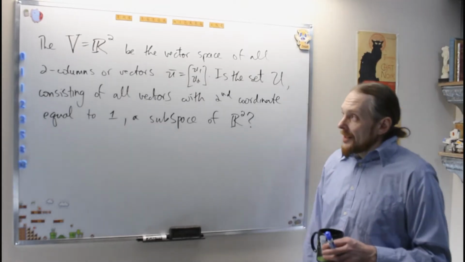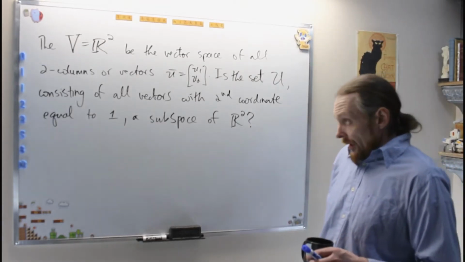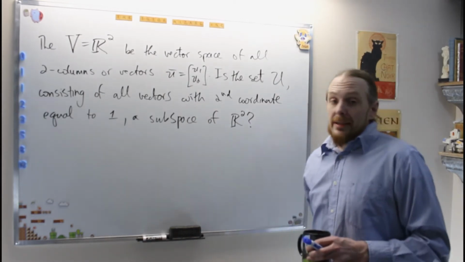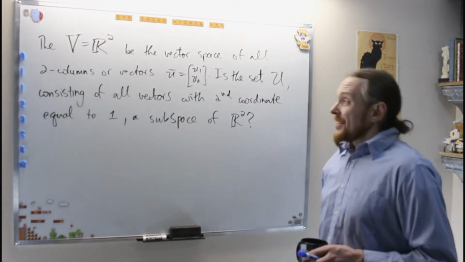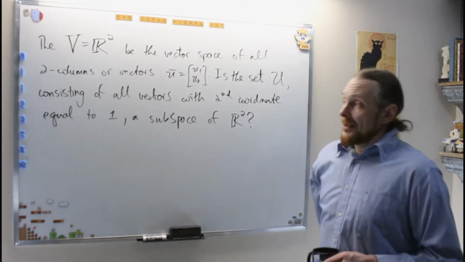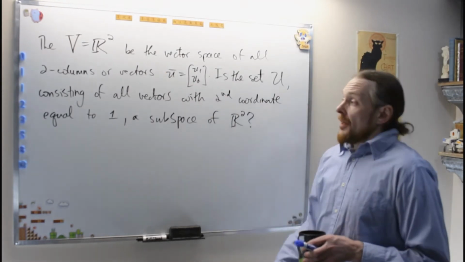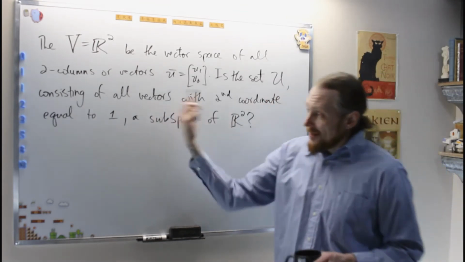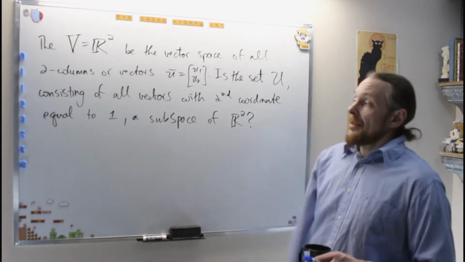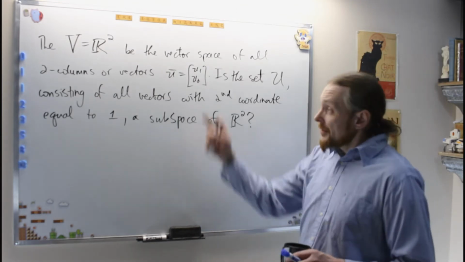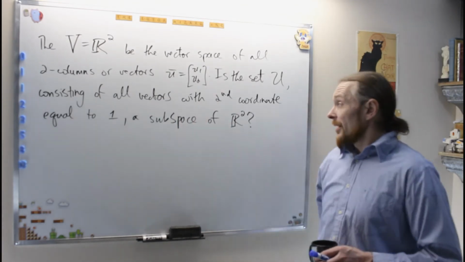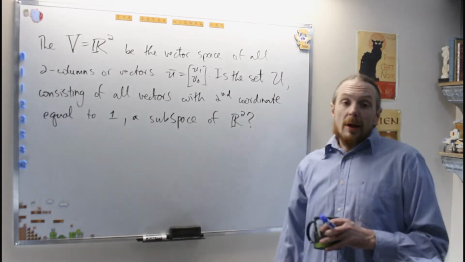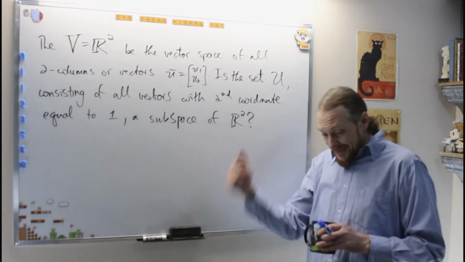Alright, so this time we're going to do another subspace question. Basically, we're going to consider again V being the set of all two-dimensional vectors or two columns. This time the set U is the set of all vectors in two space which consist of vectors with second coordinate equal to 1. And we want to know, is this a subspace?